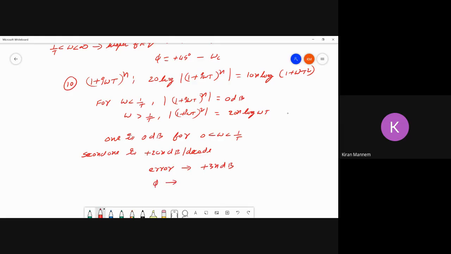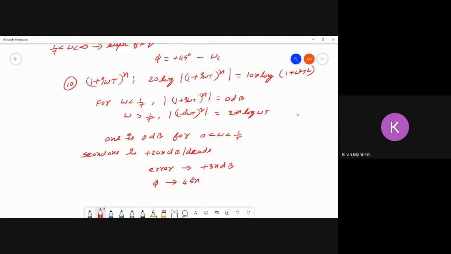And the phase angle would be 45 degrees into n, right? So we'll get the reverse curve. One is plus 20 dB for a zero; for a pole, it is minus 20. You just remember this point. It's very easy to draw the Bode plots, or you can even remember all these Bode plots by comparing all the values. So this is the 10th basic factor.